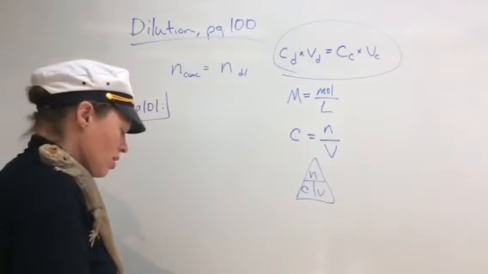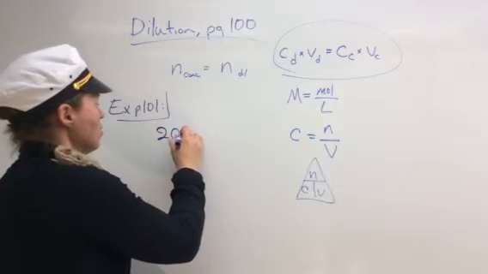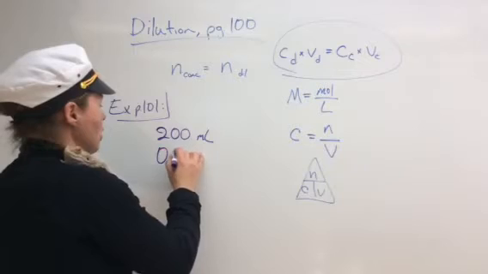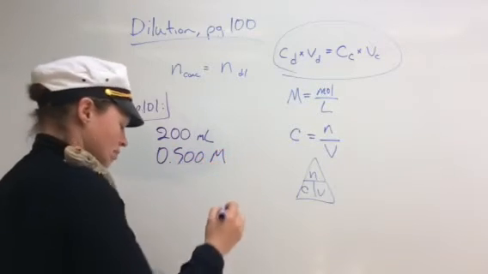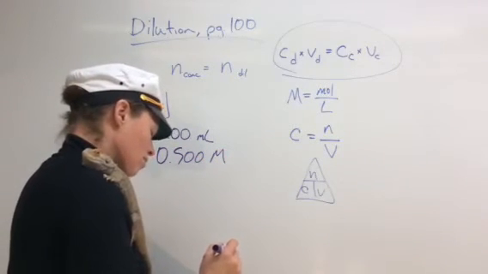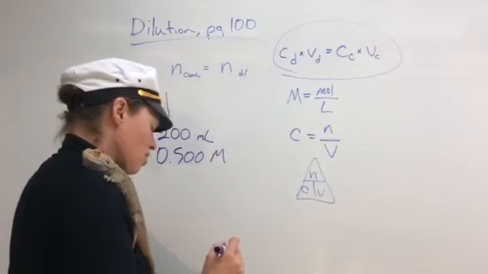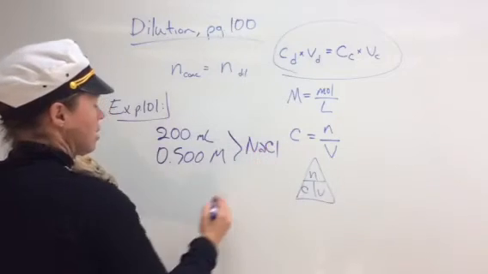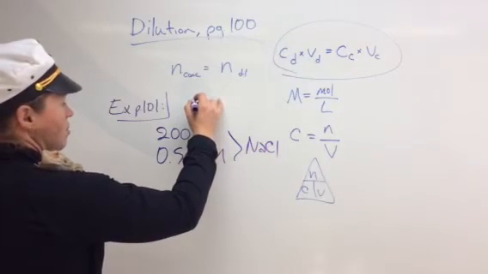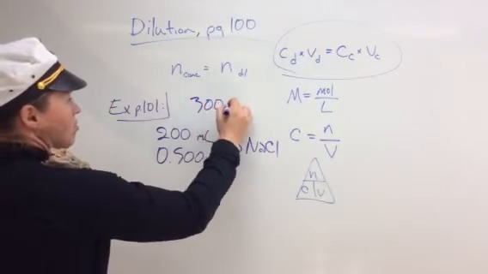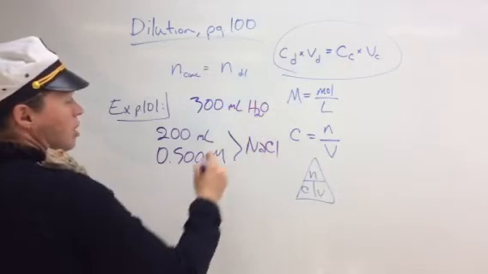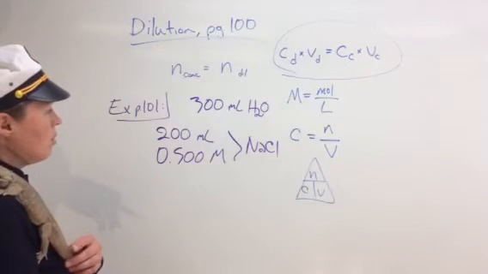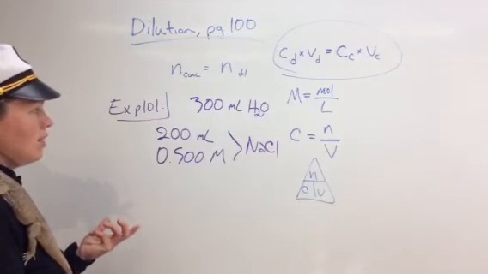they have 200 milliliters of 0.500 M of sodium chloride, and it's added to 300 mils of water. So this is the sodium chloride, and then they added it to, and I'm just going to put it up here, 300 mils of water. Now water is just the dilution, so we're not worried about that. What we want to look at here is what did they give us?